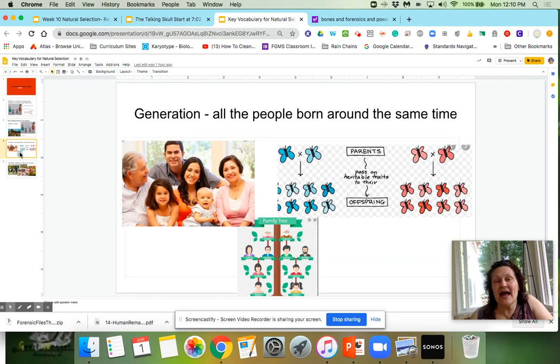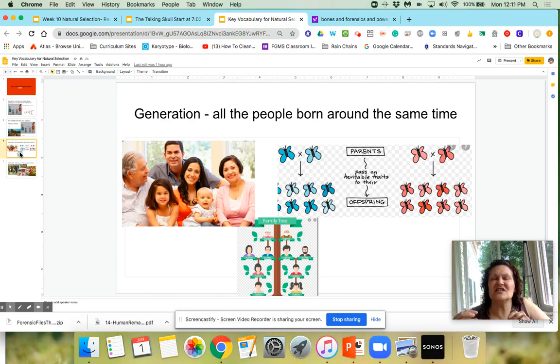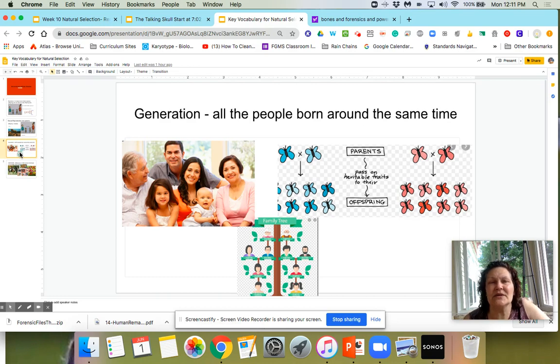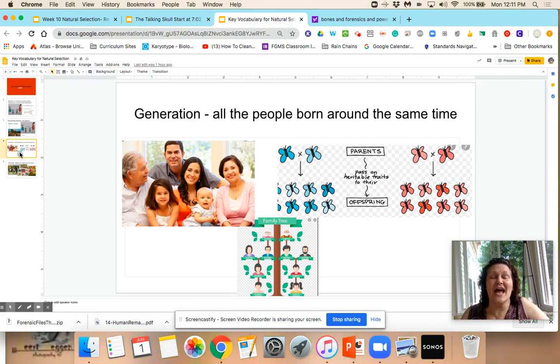When we look at the word generation, which is the third vocabulary word, in biology, we talk about generations as being produced or being born at the same time. For human beings, that time span is typically anywhere between 15 and 20 or even 25 years. That's considered a generation. You've heard of baby boomers, Gen X, millennials. Those are all born within a certain time frame.